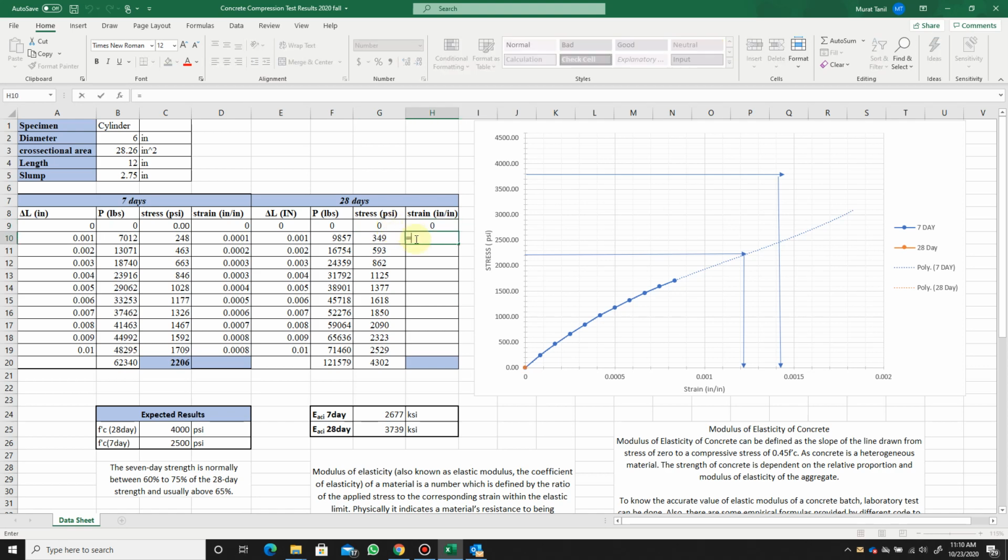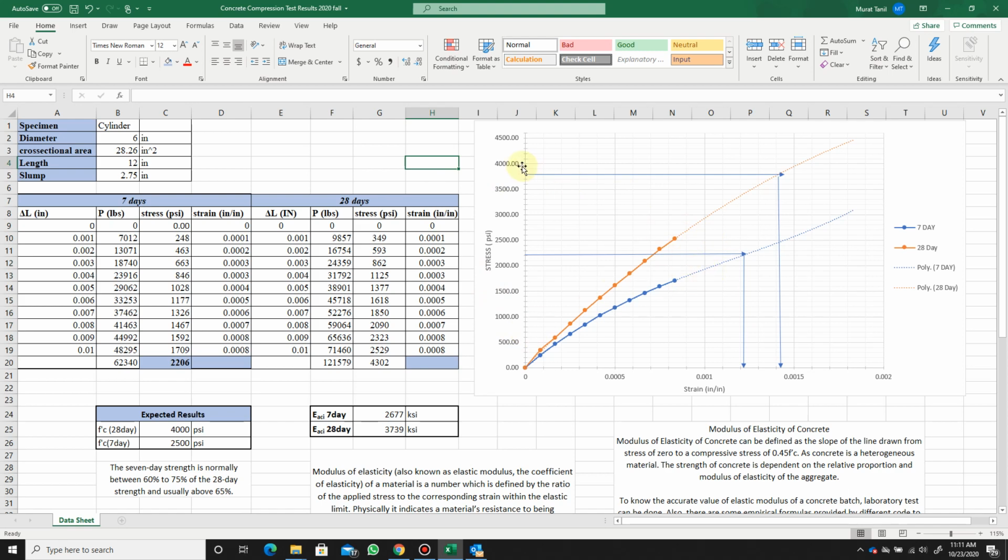And we're gonna do the same thing for the strain. Since we know this value right here is 0.01 divided by 12 inch gauge length. It's 0.01. Go all the way down. Perfect.